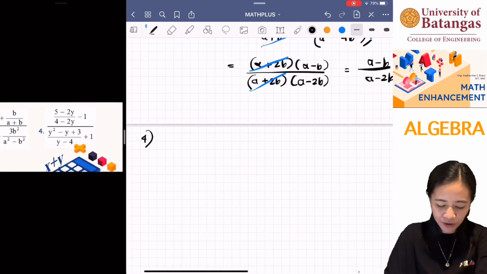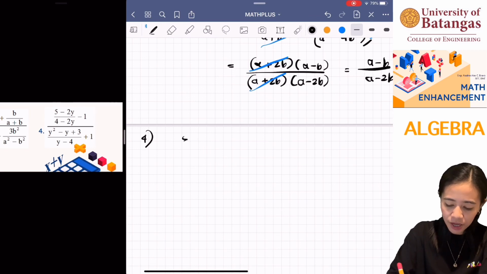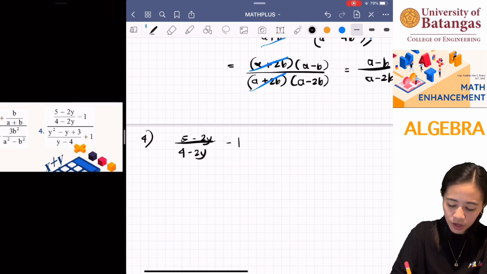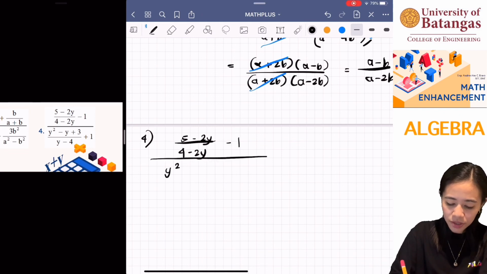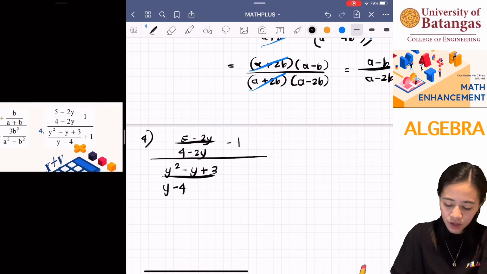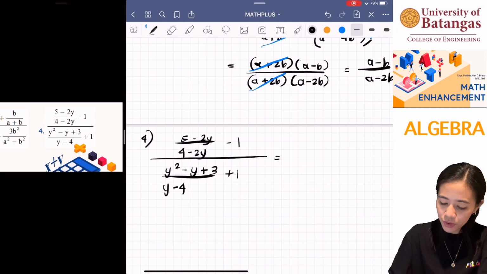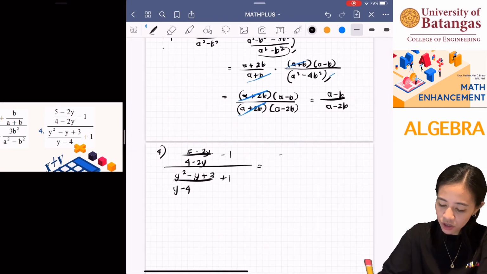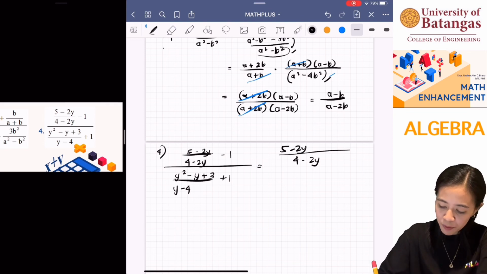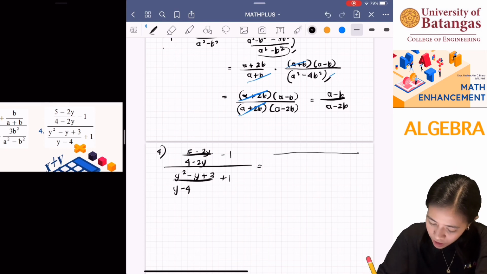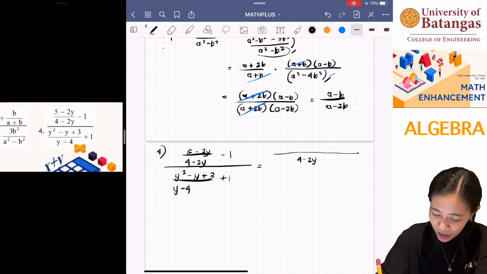Okay, so we have here 5 minus 2y all over 4 minus 2y minus 1 over y squared minus y plus 3 all over y minus 4 y plus 1. So, taking the LCD of each fraction, that would be 4 minus 2y. I'll copy the numerator. Okay, minus, wait, let me write that properly. Okay, proper na yan. 4 minus 2y.